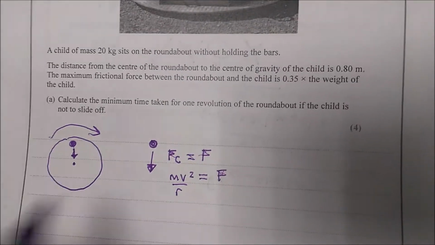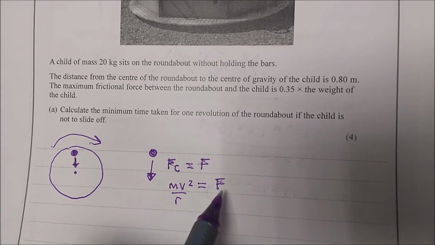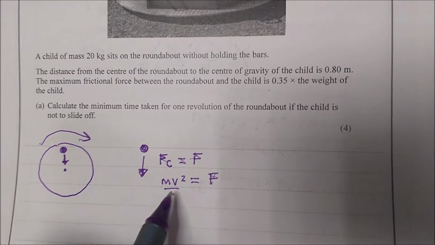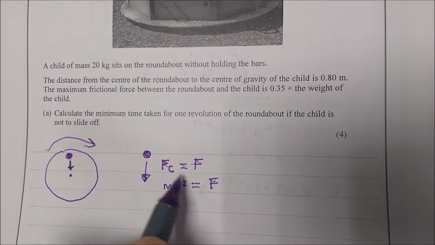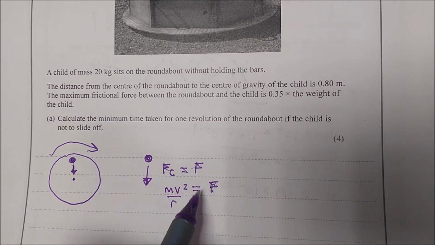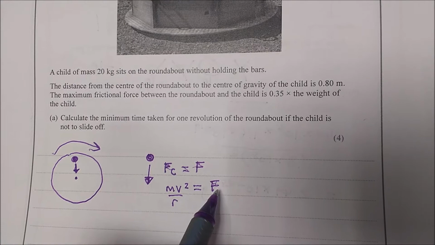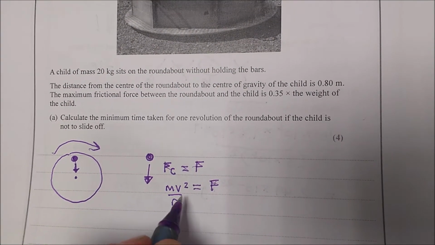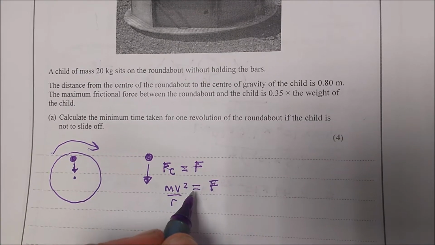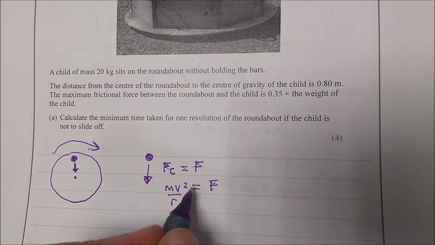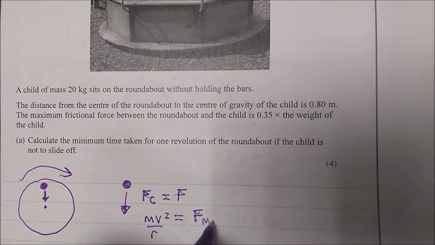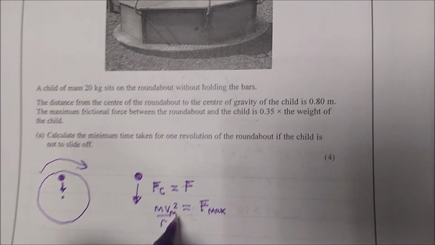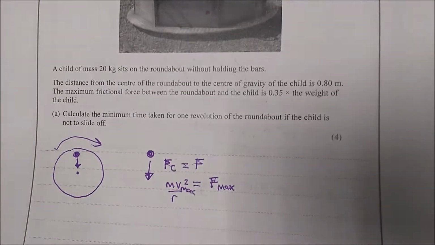Now, as the roundabout spins faster and faster, the friction increases and increases, and it provides the centripetal force needed. But if you go too fast and this becomes too big, if that exceeds the maximum friction, then the child's going to slide off. So the maximum velocity, you can determine it by setting this equal to the maximum friction there. And that'll be the maximum velocity there, v max.